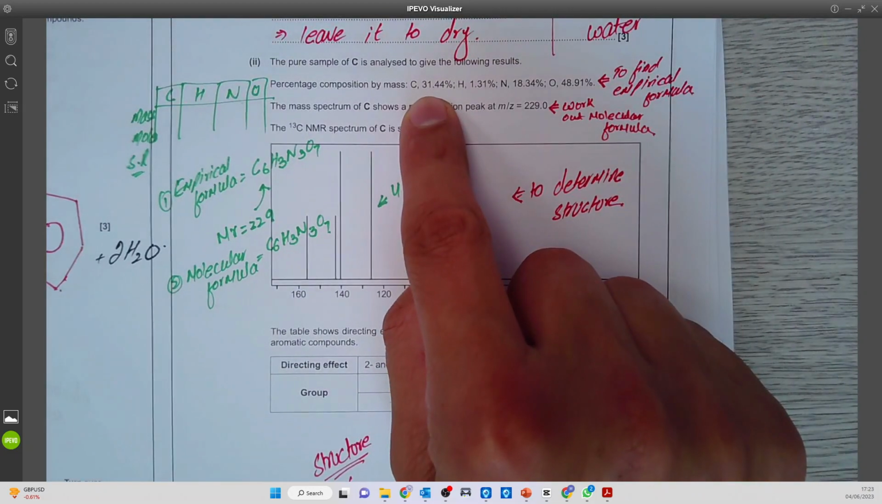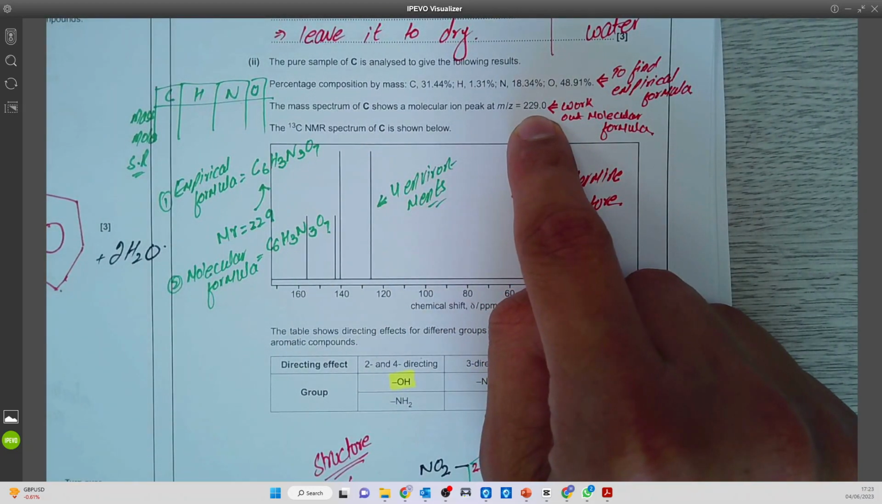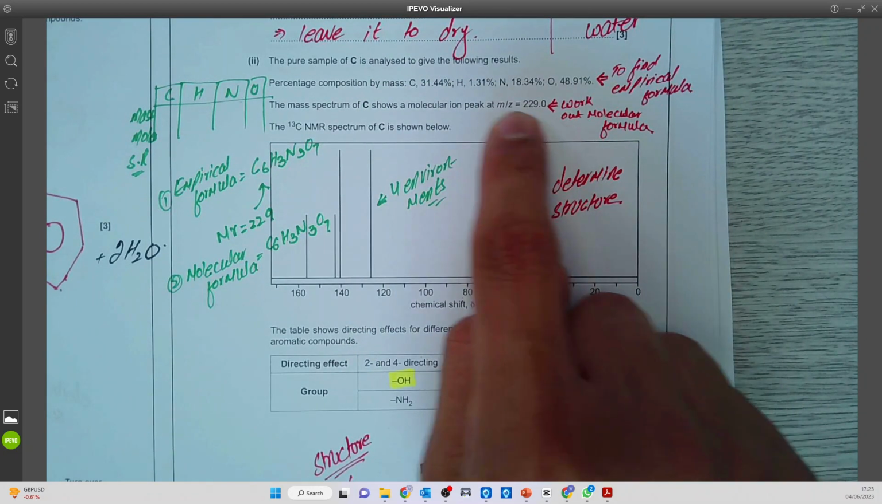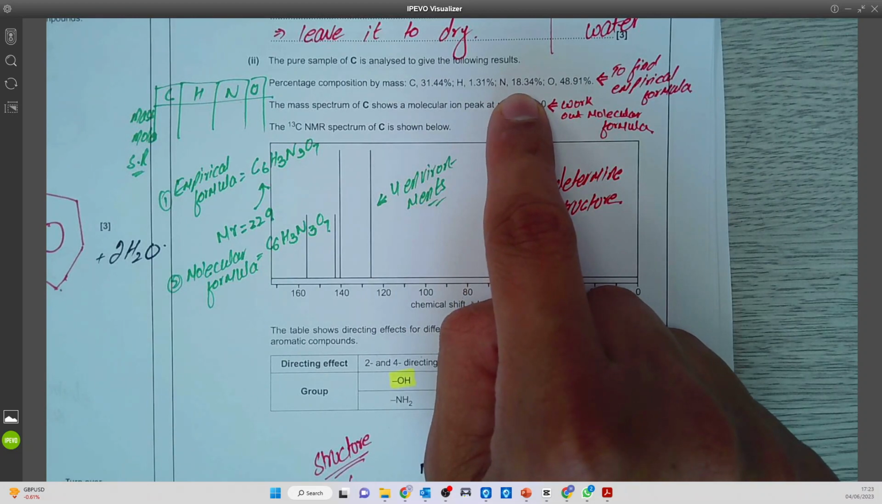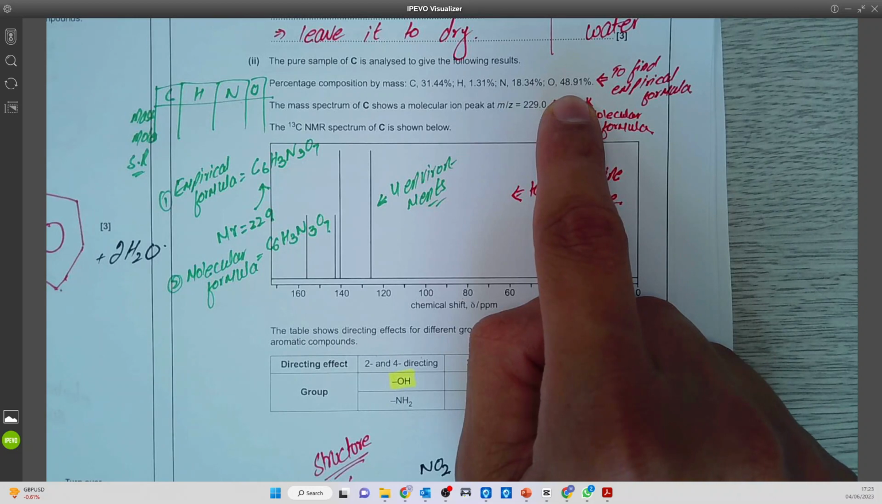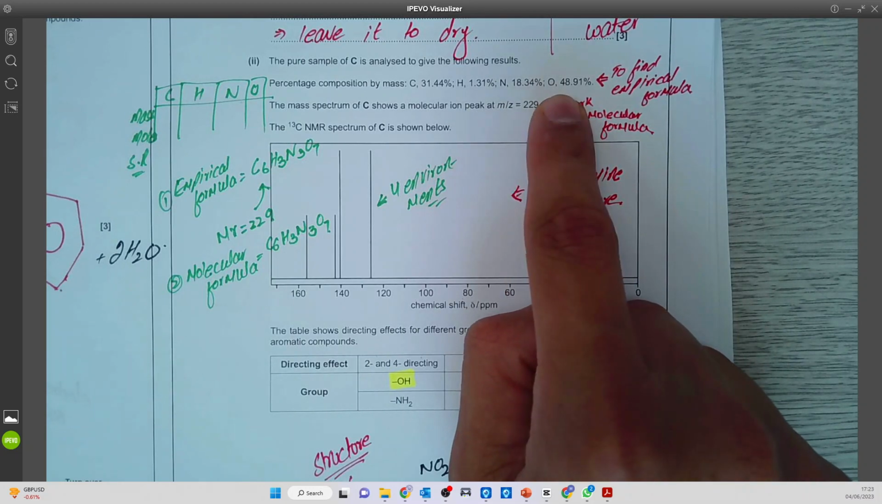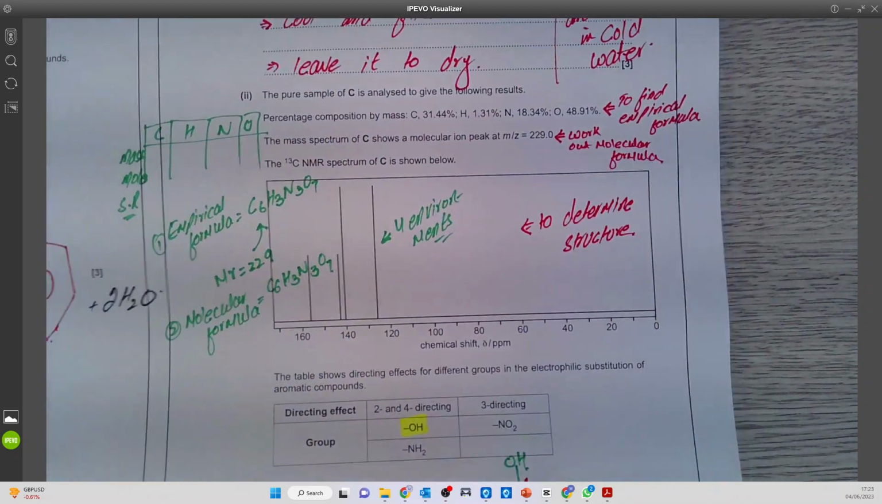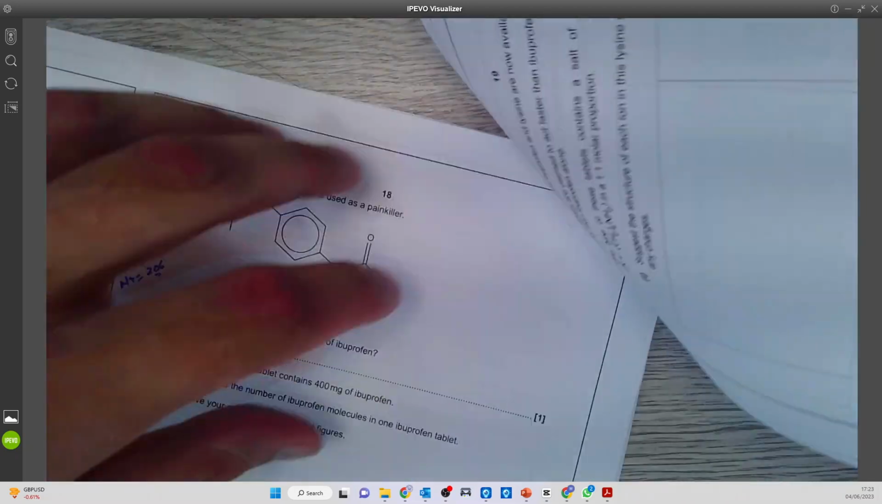You said 31% of this mass is carbon. Is that what you've done? And then you said 1.31% of this mass is hydrogen, then 18.34% of this mass is nitrogen, and then 48.91% of this mass is your oxygen. That's absolutely fine as well. So that method is fine, and the method that I've shown you, they're both fine. Now let's move on to the next question here.